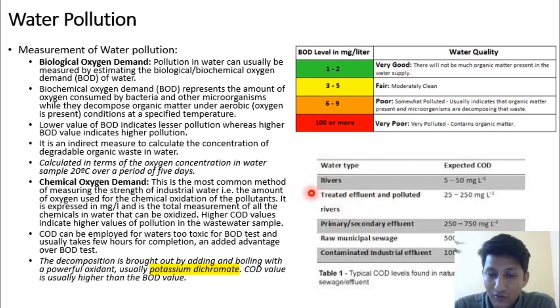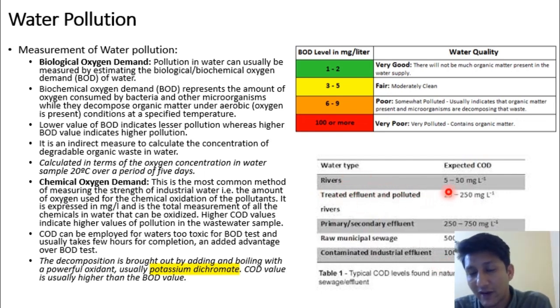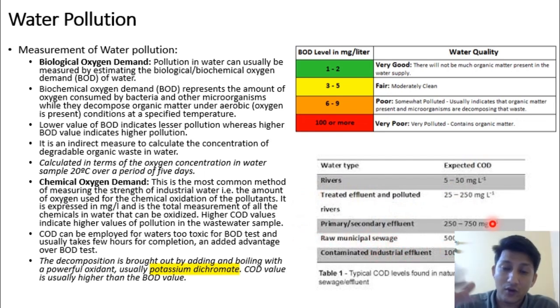Usually the value of COD is much higher than the value of BOD. It can reach up to 1000. Industrial waste water will have a COD of 1000. River water is usually between 5 and 50. Sewage water will have 500 to 1000. So this is COD.